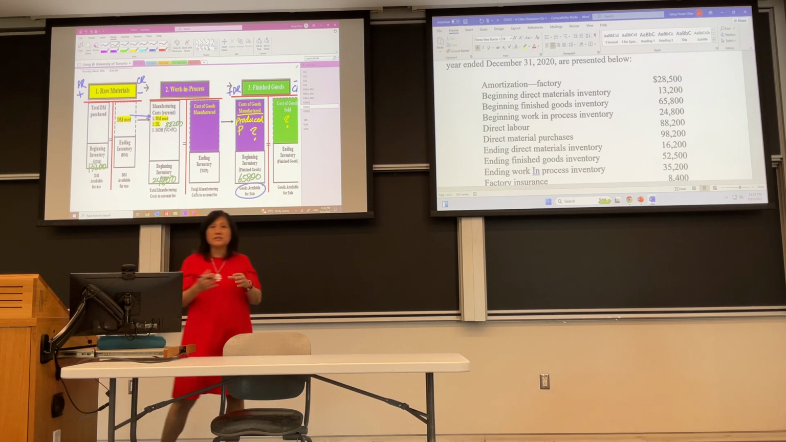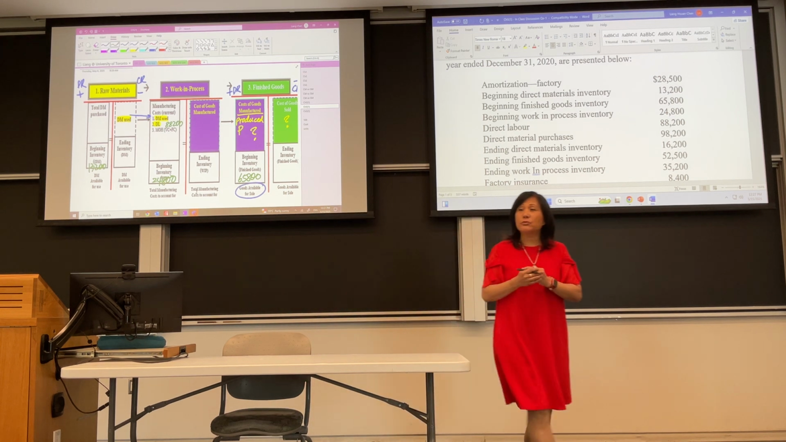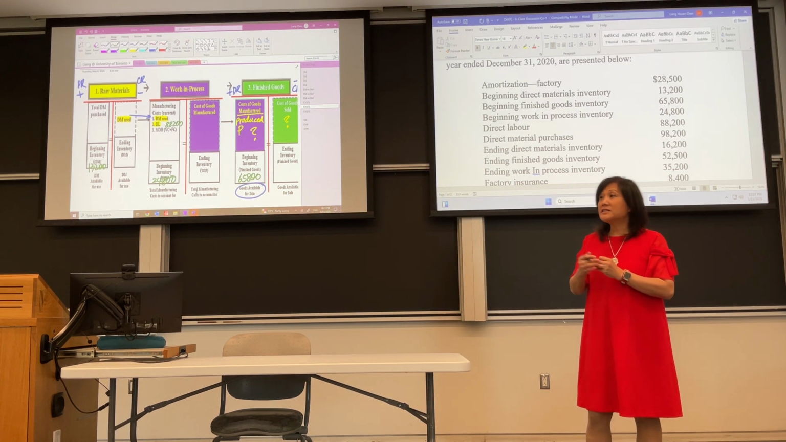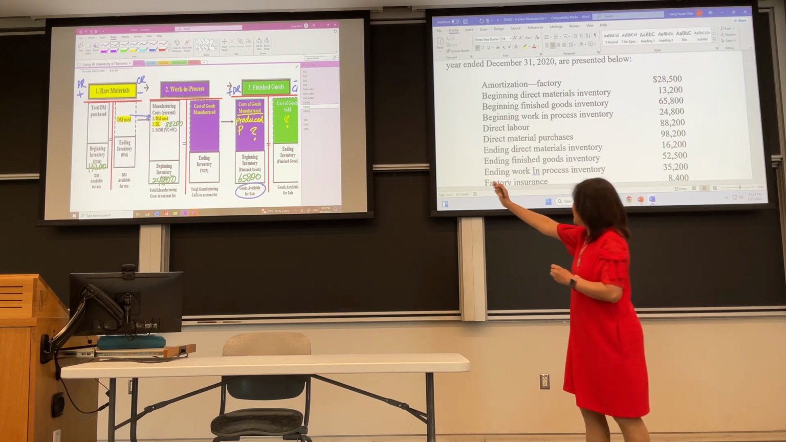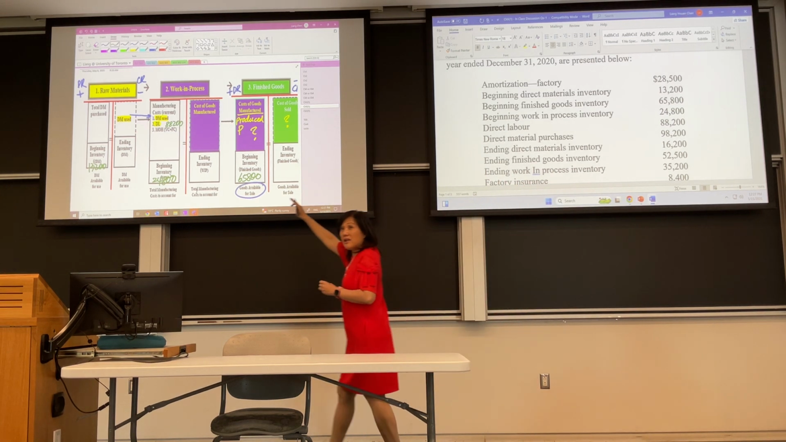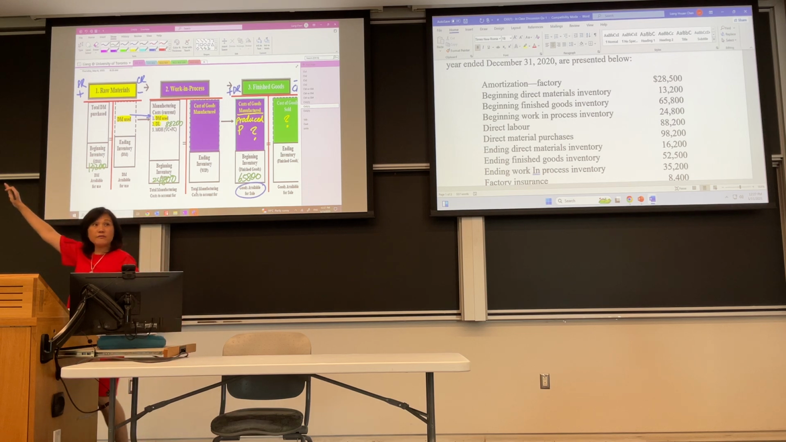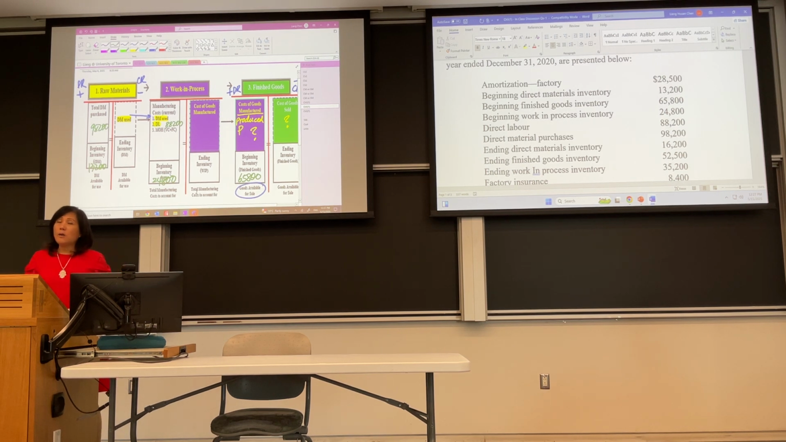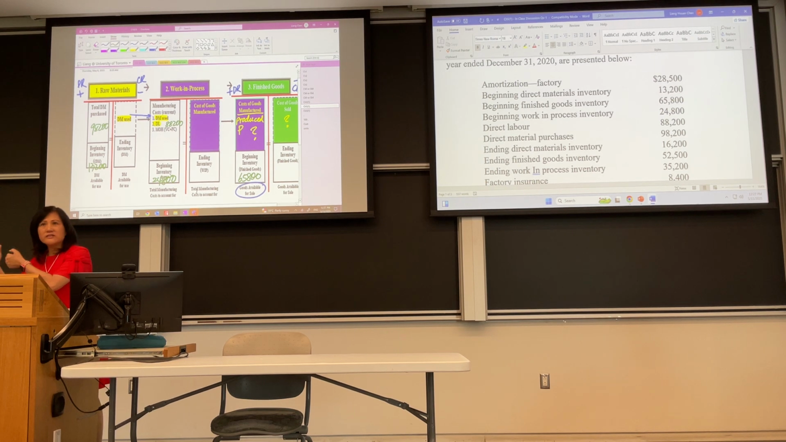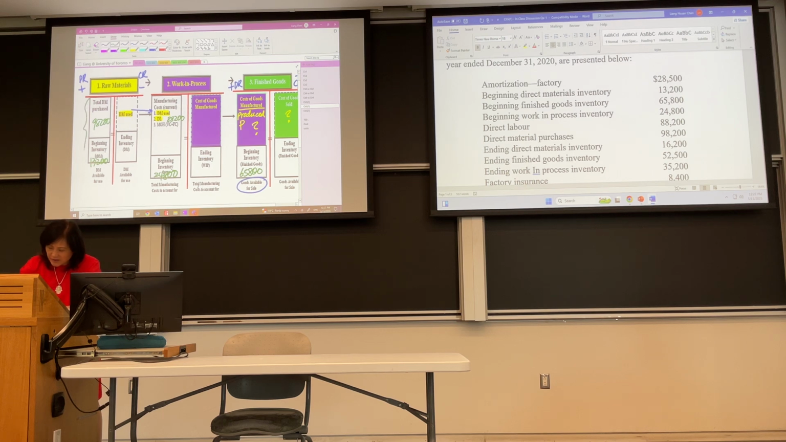Oh, direct material purchases. Direct material purchases, where does it go? Stage number 1. An additional material purchase, are we okay? Can you find it? I buy more material. Okay, stage number 1. So material purchase 98,200. Do you know all together how much material I have that I can use in the production? I already start with 13,200. I buy more 98,200. What's all together here?